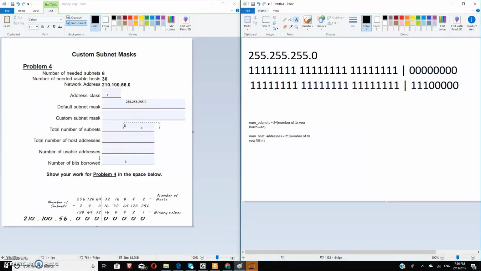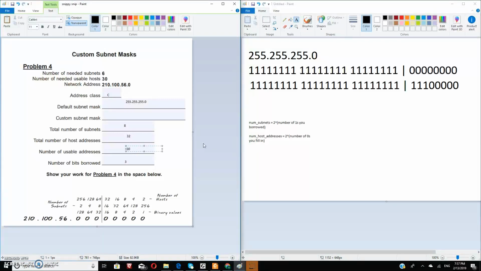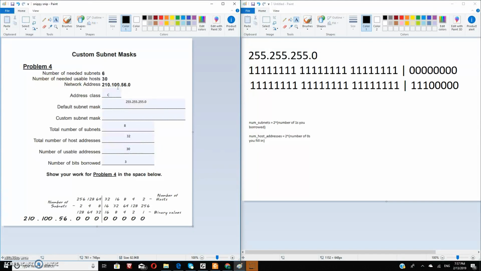So you would then know, okay, how many host addresses would I have? Well, you just count the number of zeros you filled in. You have filled in 5 zeros. 2 to the 5th power is 32. And they tell you need 30 usable hosts. Well, the number of usable hosts will always be 2 fewer than the total number you have. So 32 minus 2 is 30. And we needed 30. We have exactly 30, so it worked out perfectly.